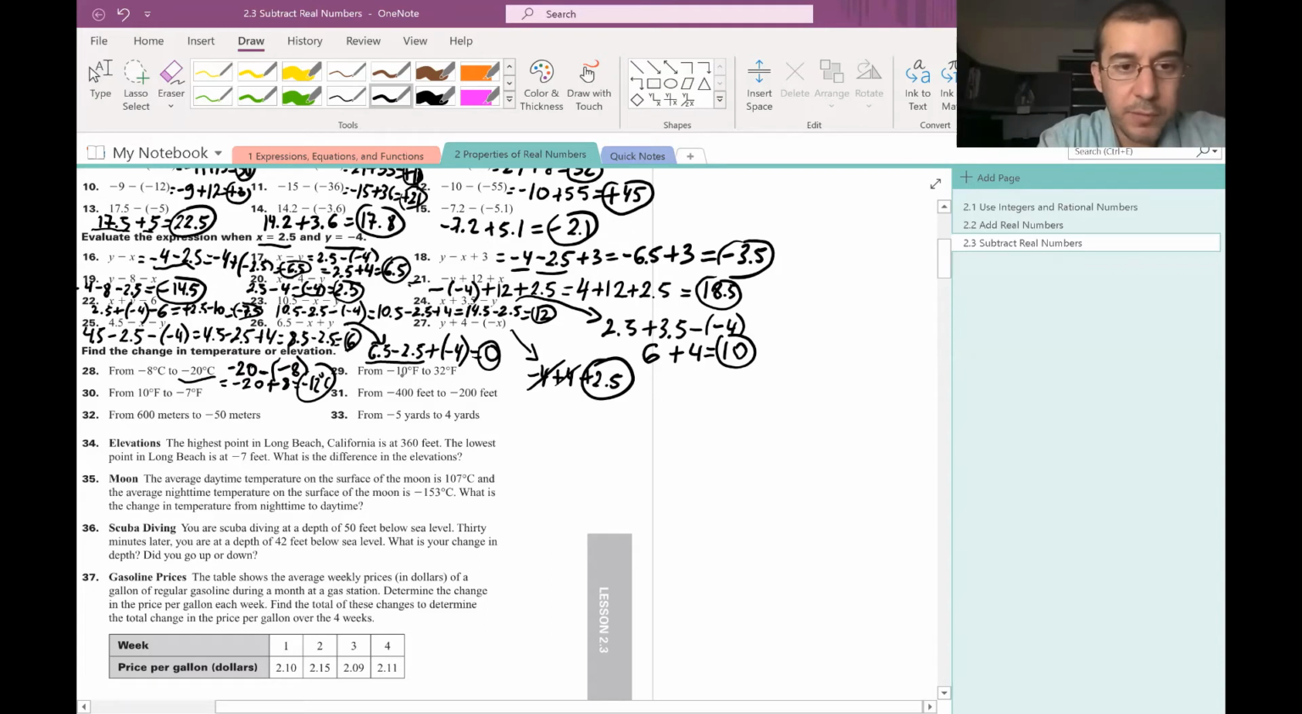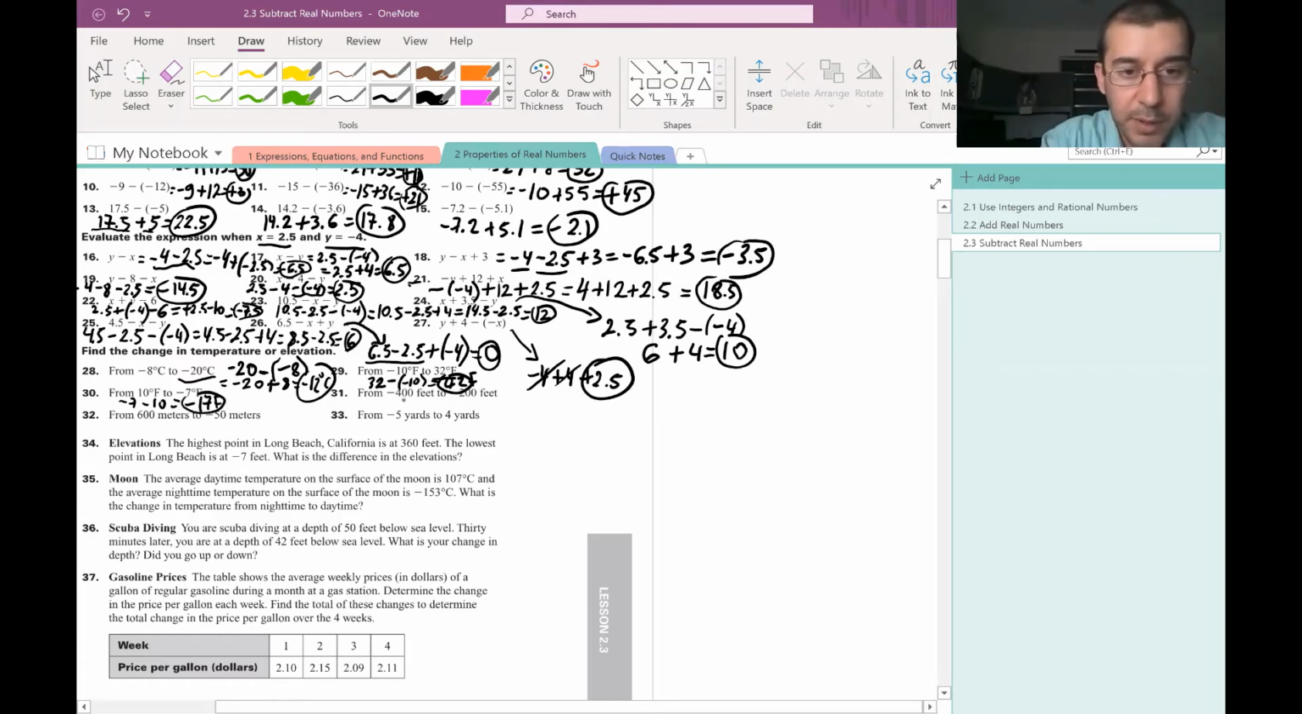29, you go from minus 10 Fahrenheit to 32 Fahrenheit. So 32 minus, and then the starting one is minus 10. So this is 32 plus 10, which is 42. So 42 Fahrenheit is the answer for 29, the change in temperature. 30, you go from 10 Fahrenheit to minus 7 Fahrenheit. So minus 7 Fahrenheit minus 10. You're adding up 2 negative numbers. So 7 and 10 is 17. So minus 17 Fahrenheit is the answer.